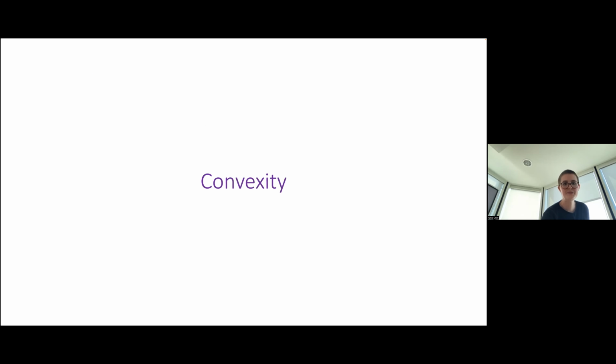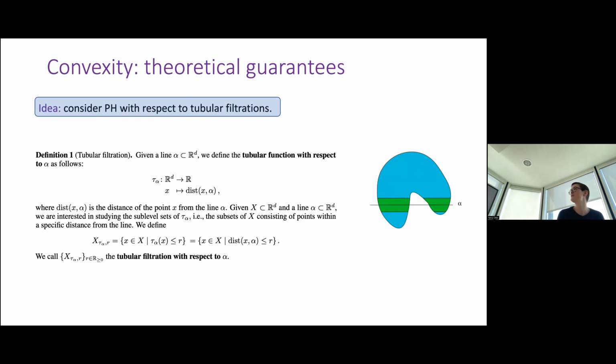And finally, we'll try not to take too much time. For convexity, there were no theoretical guarantees, and we thought about this for a long time. Our idea was to try to find some kind of filtration that for a concave shape like this would, for some parameter value, be able to detect more than one component. At the end, what turned out to work well for us is what we call tubular filtration.